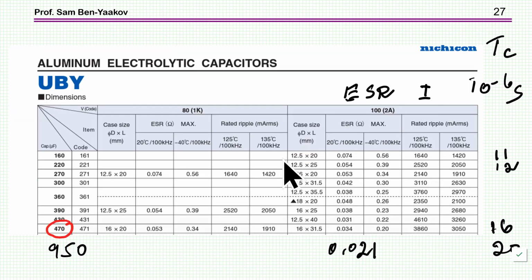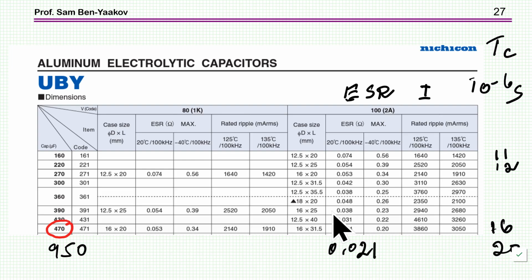Now what about the electrolytic capacitor? I'm now choosing a capacitor for this particular case, and here are some aluminum electrolytic capacitors. I'm choosing this one, 70 microfarad, with a 0.34 ESR, and the time constant is 16 times 10 to the minus 6. Notice that for this whole family, the time constant is changing, but not that much.